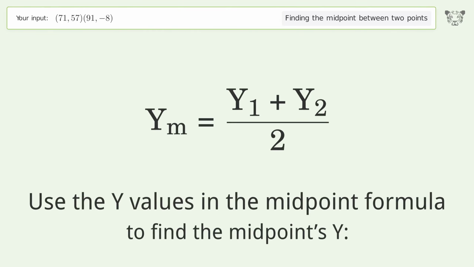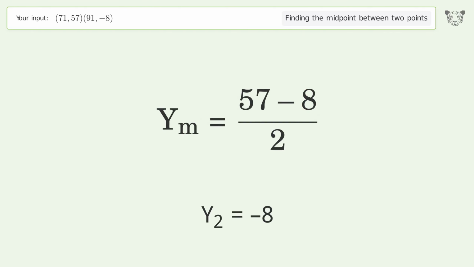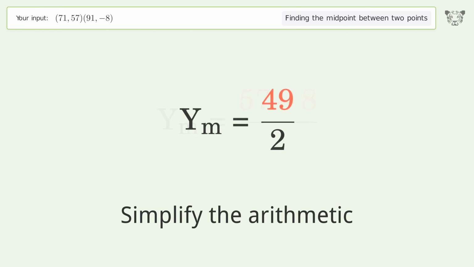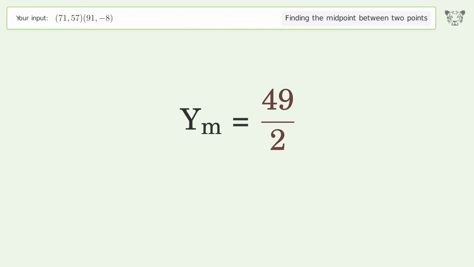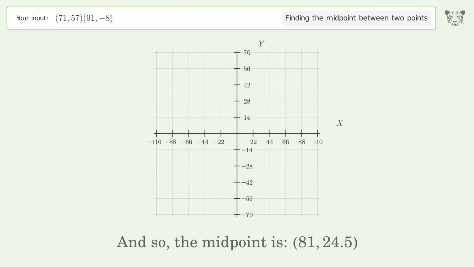Use the y values in the midpoint formula to find the midpoint's y. y1 equals 57. y2 equals -8. Simplify the arithmetic. And so, the midpoint is 81, 24.5.